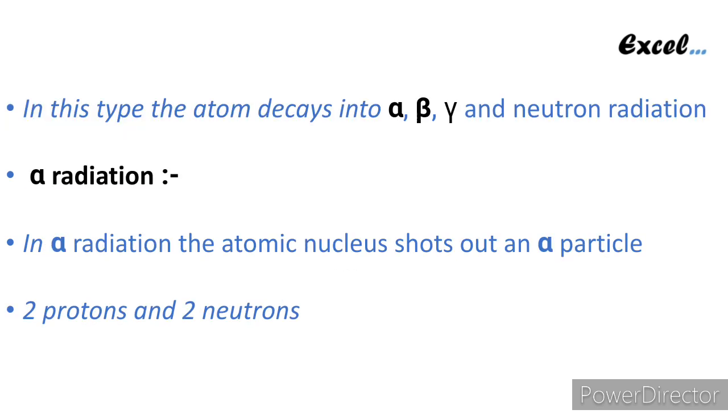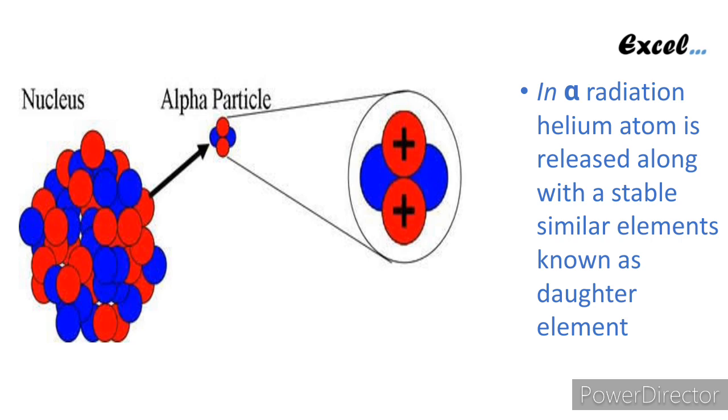In this type, the atom decays into alpha, beta, gamma and neutron radiation. Alpha radiation. In alpha radiation, the atomic nucleus shoots out an alpha particle which is 2 protons and 2 neutrons. If you know basic chemistry, you might have guessed it right. This is what the nucleus of a helium atom looks like.